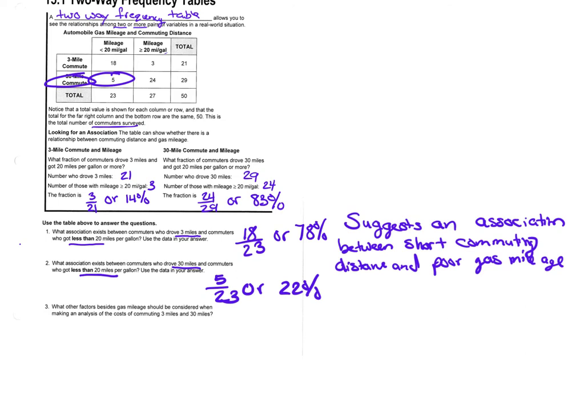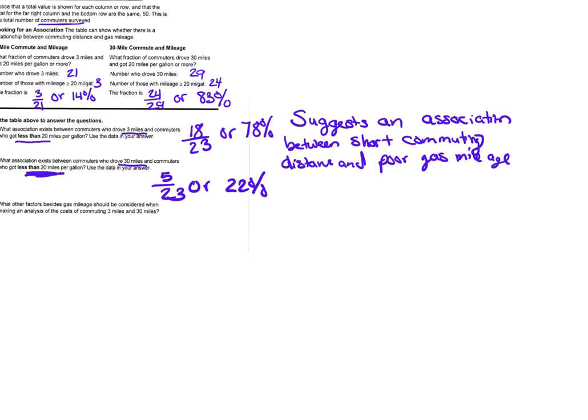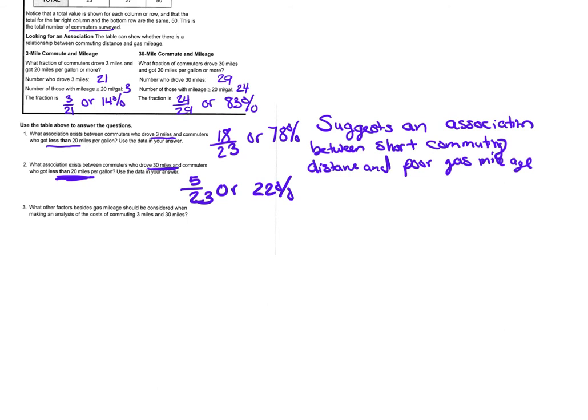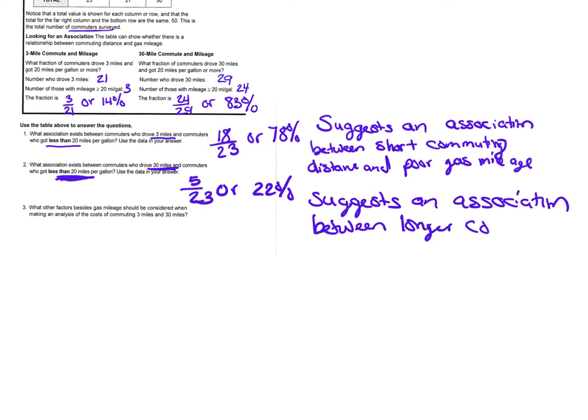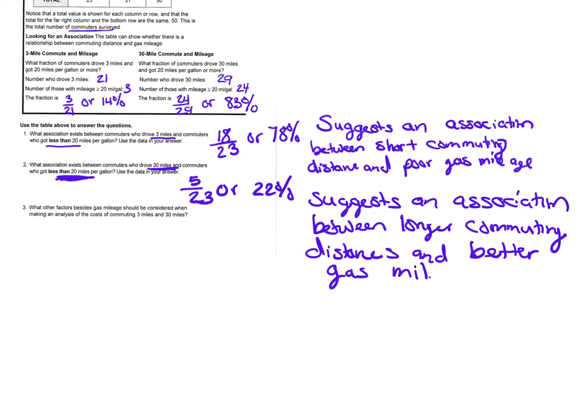So that's telling me that if you're getting less than 20 miles per gallon, that's not an association, but you would then associate, if you're going 30 miles, a long commute, you would get better gas mileage. So that suggests an association between longer commuting distances and better gas mileage.